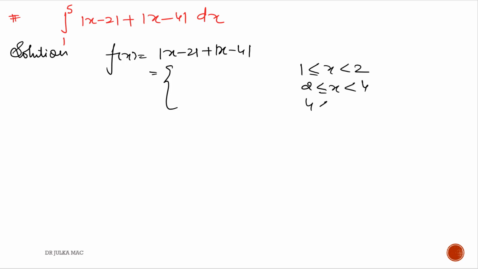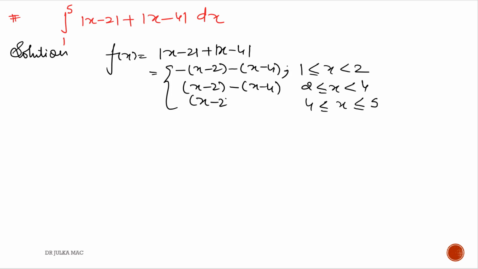Between 1 and 2, if we take any value, both modulus are negative. So it is minus of x minus 2 minus of x minus 4. Between 2 and 4, first is positive and the second is negative. And between 4 and 5, if we take any value, both modulus are positive.